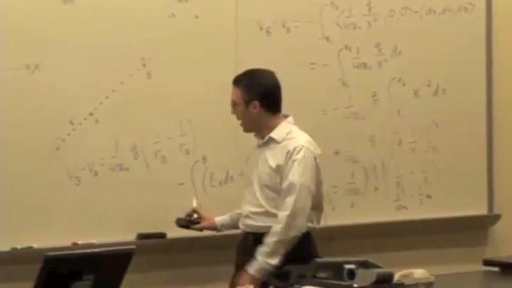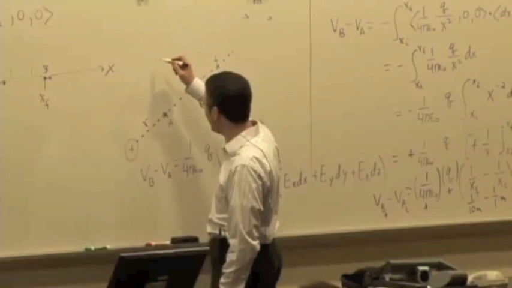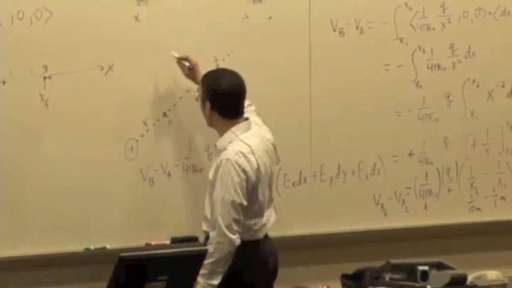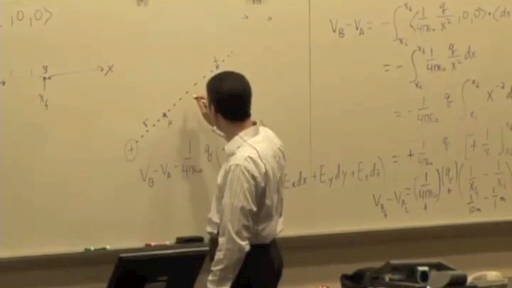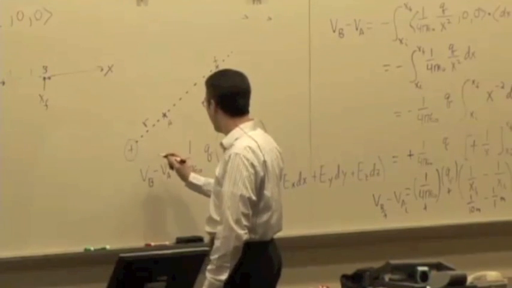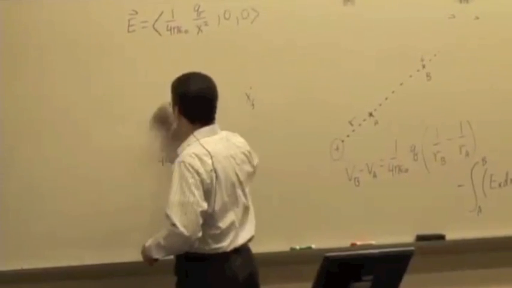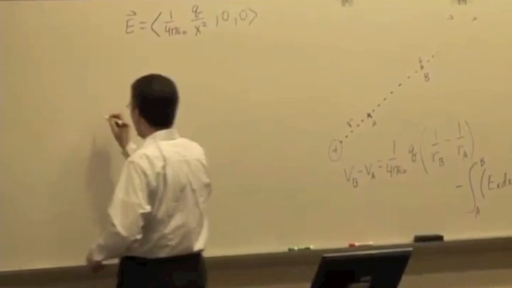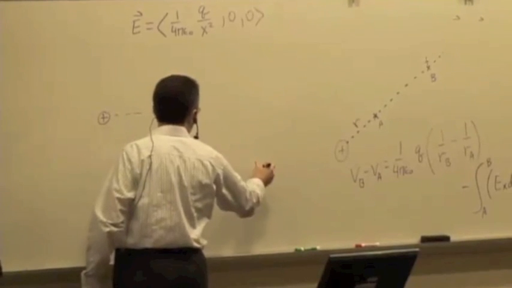Well, okay, but what if we had A here and B was maybe over here? They're not along the same path. So maybe A is there and B is, let's redraw it. Here's the positive charge, here's A, but B is down here.